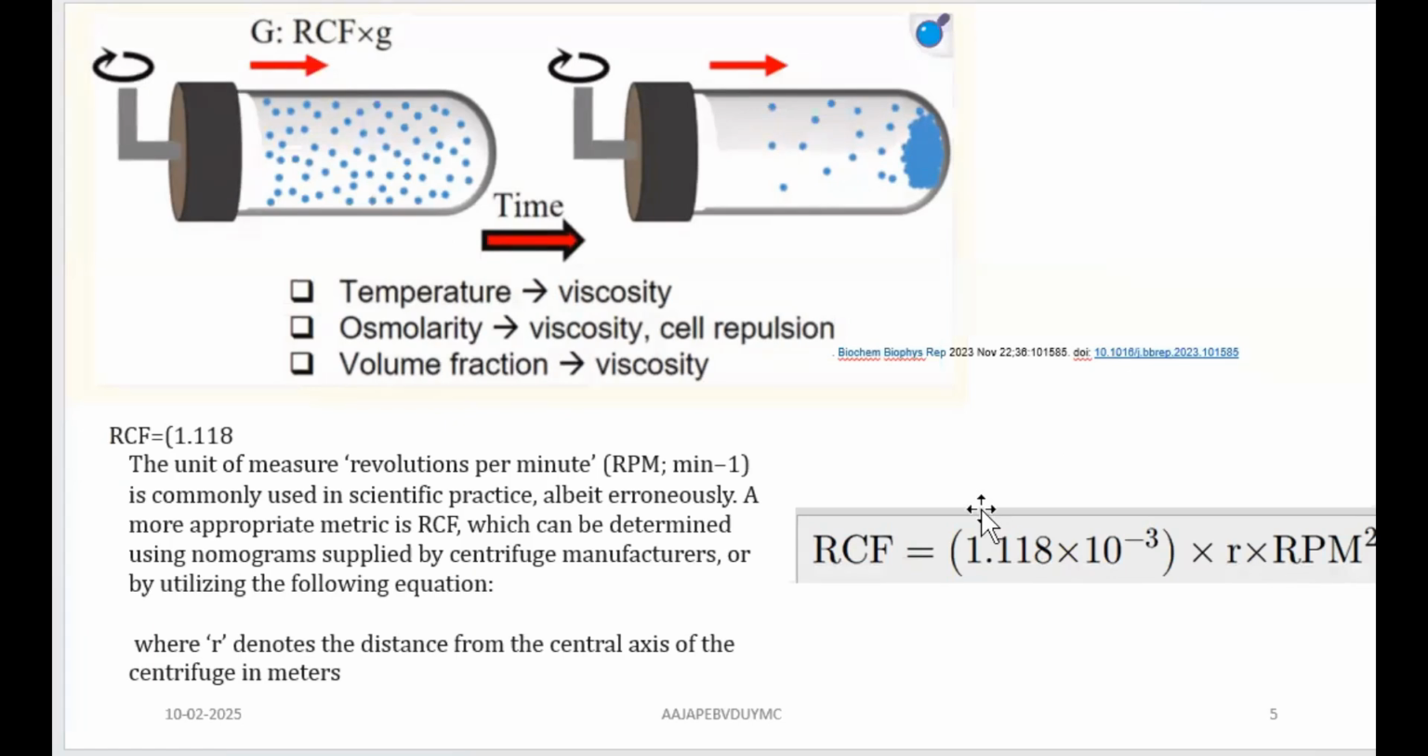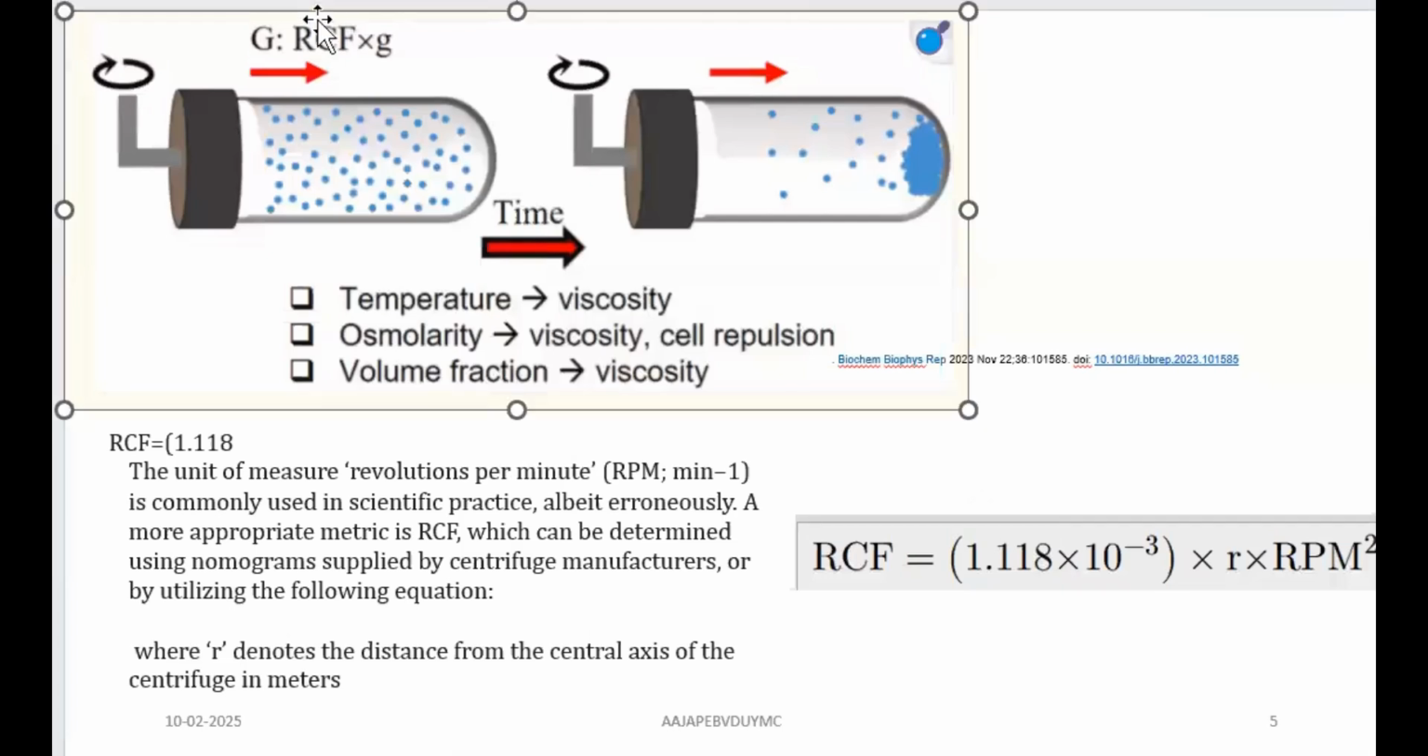What is the difference between the two? What is the relation between the two? Here is the relation between the two: G is equal to RCF into small g. All right.